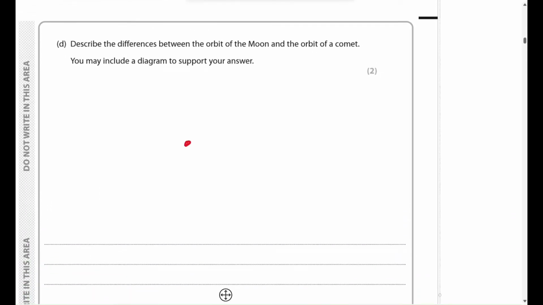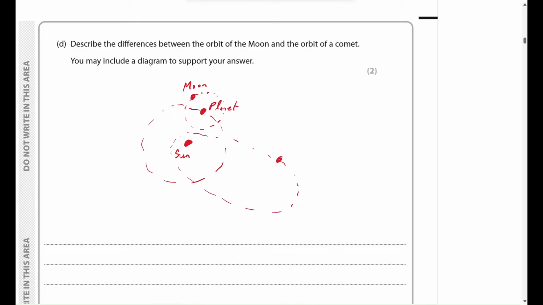Okay, question that comes up all the time. Make sure you know what you're doing here. If we have a moon and a comet. Sorry, I thought it said a planet and a comet. So draw a big diagram. We've got the sun. You've got a planet here. A moon orbits a planet, so the moon orbits the planet, and that's going to be in a circle, and a comet orbits the sun, but crucially, it's in an ellipse.